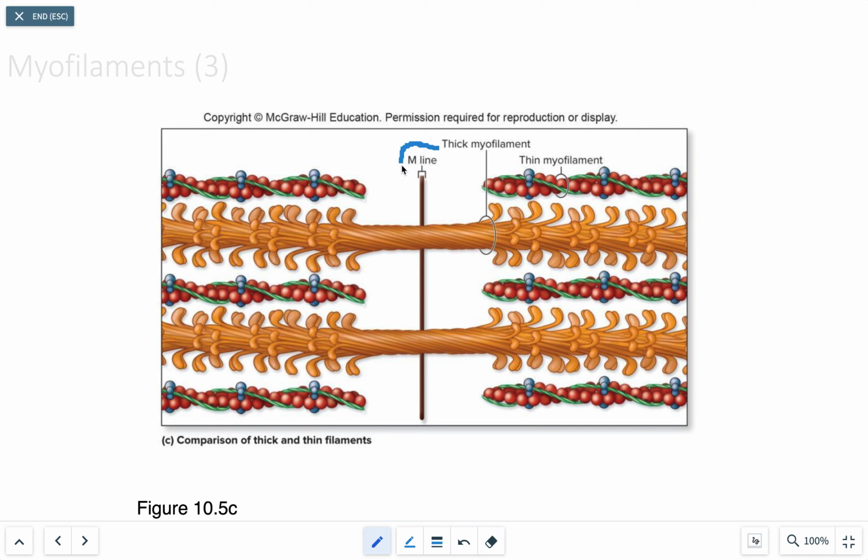And important to note, when we're looking at the M line, it is just a protein that helps stabilize the position of the thick filaments. During the sliding filament theory, these thick filaments will stay stationary. The thin filaments will move closer together after the cross bridge between myosin and actin has been achieved.